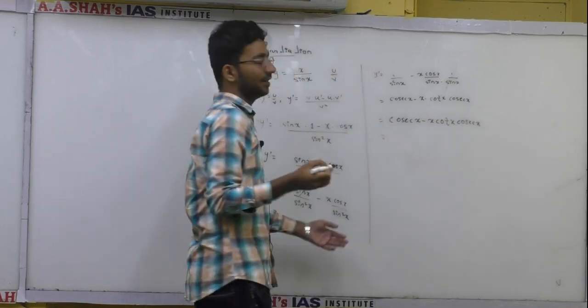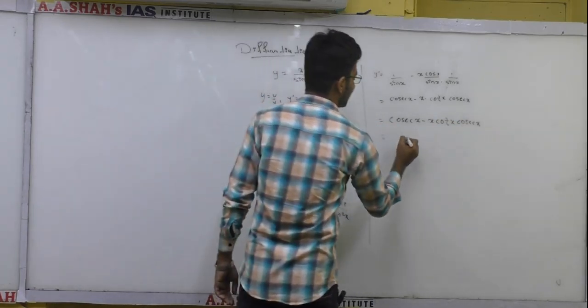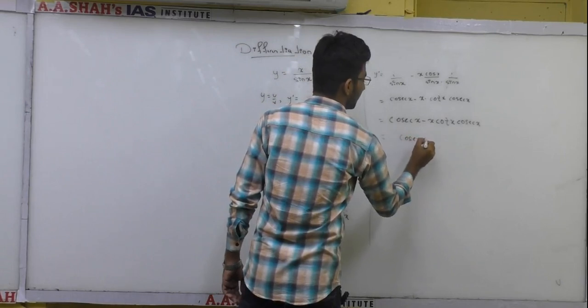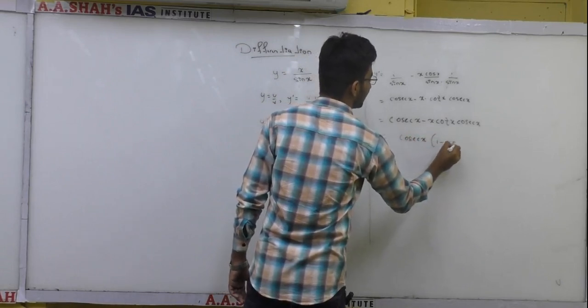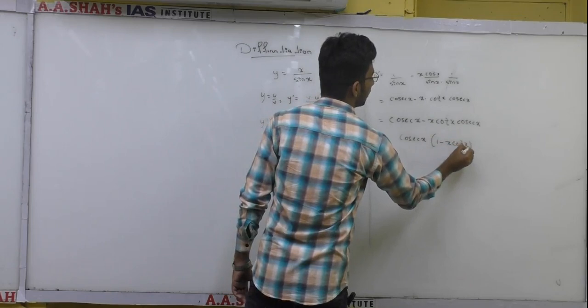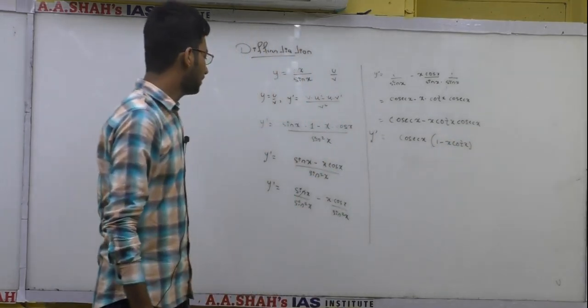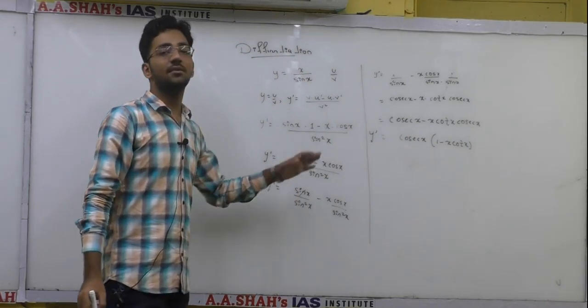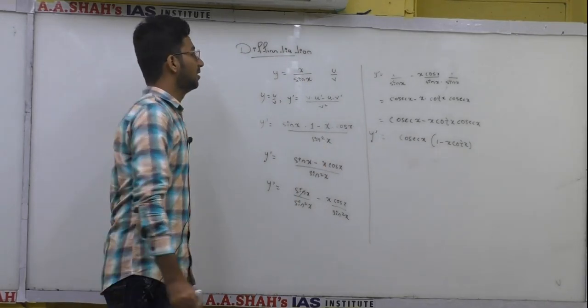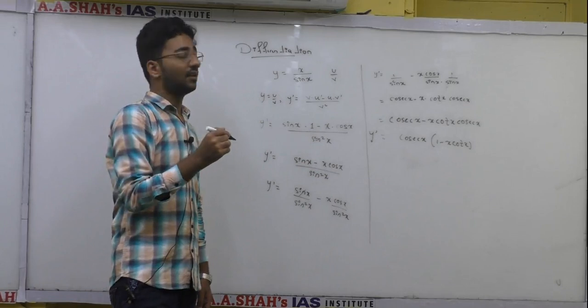Again if you want, then we can take cosec x in common. So cosec x is common, 1 minus x cot x. So this is our y dash. Even if you want, you can stop here, but if you are getting further simplification, then you must go for it. So this was all about the quotient.